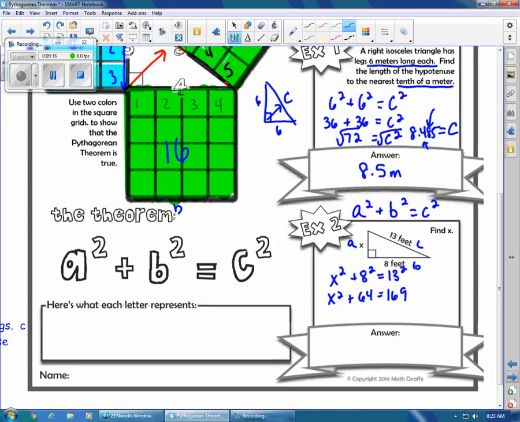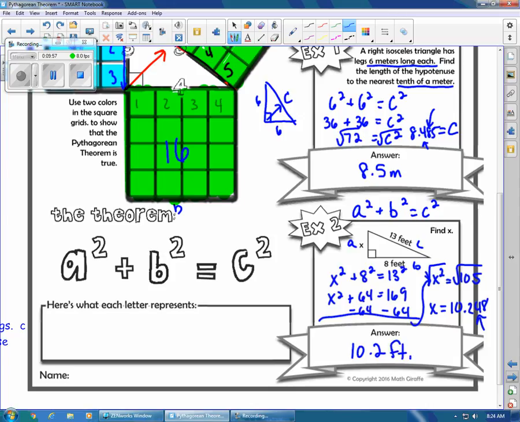Now to get my x all by itself, I'm going to subtract 64 from both sides of the equation. And I'm going to be left, I'm going to draw it up here, with x squared equals 105. But again, I don't want x squared, so I'm going to take the square root of x squared and the square root of 105, and I'll have x equals 10.248, it looks like. So if I'm rounding this to the nearest tenth, again, this number is less than 5, so I'm going to leave it at 10.2 feet.